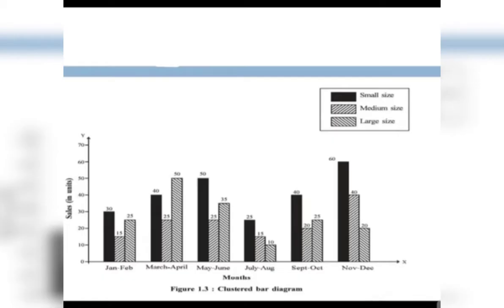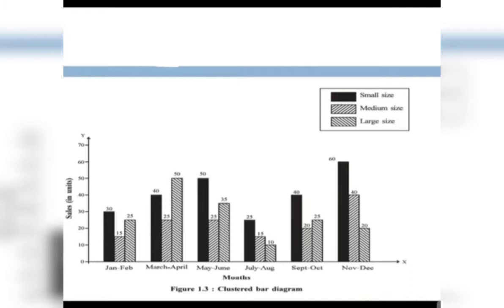So this is how students you will show the cluster bar diagram. The small size, medium and the large one you will show accordingly. On the x-axis we have written the months and on the y-axis we have already written the sales in units. So accordingly you will see that the small is given in the first one, January to February, the small is given 30, the medium is given 15 and the large is given 25.